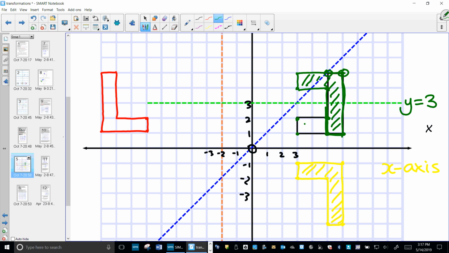Alright, okay, so that was my green one. Let's get our blue one done. Now, for my blue one, I'm going to erase my green one.